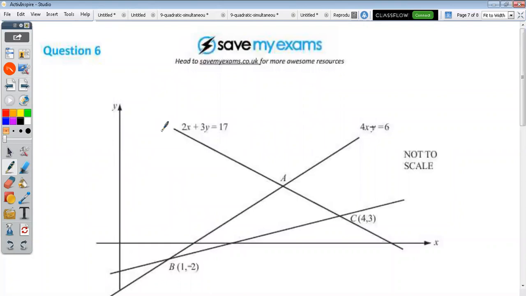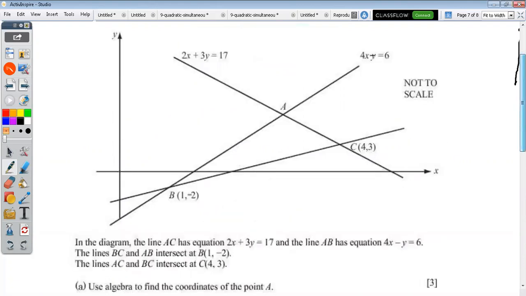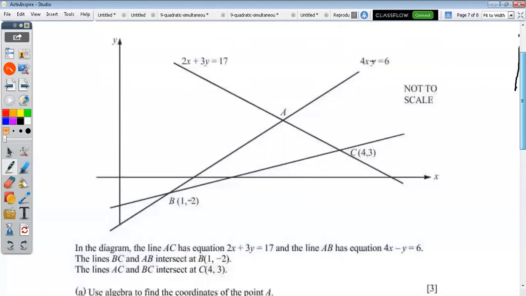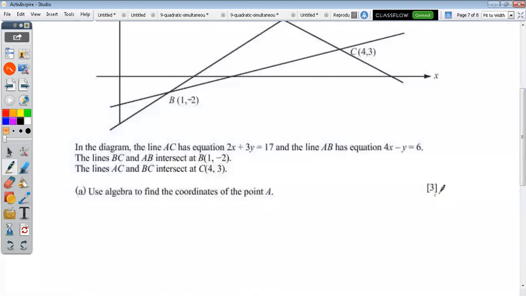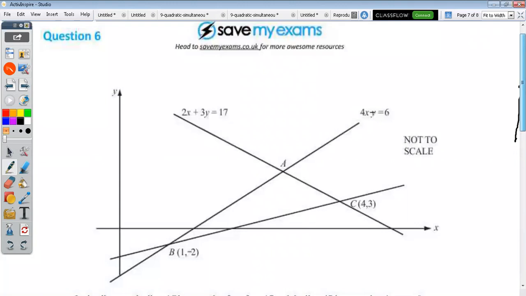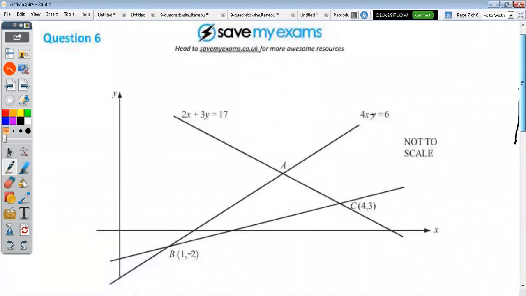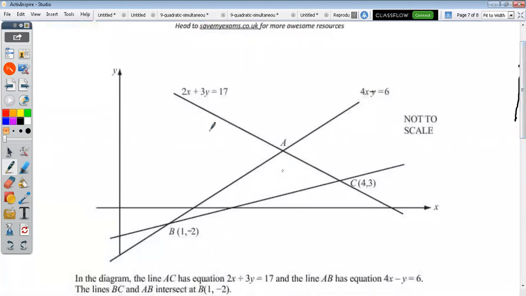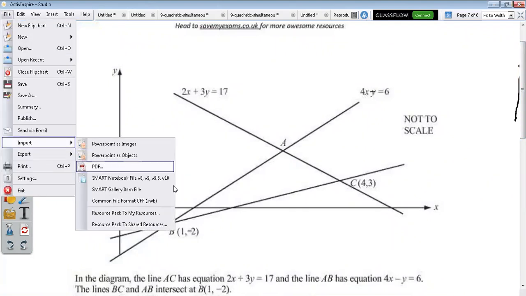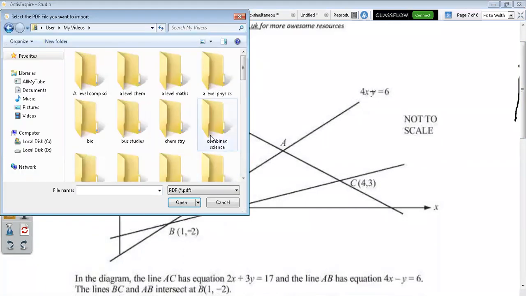Then we have this nice one here. That's the last one for today. Use algebra to find the coordinates of A, 3 marks. They are stingy, 3 marks for algebra. There's a printing error here. What is this one here? It's not making sense. Sorry, let me quickly reload this.